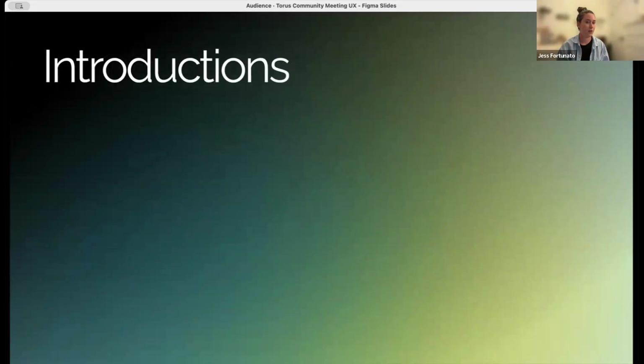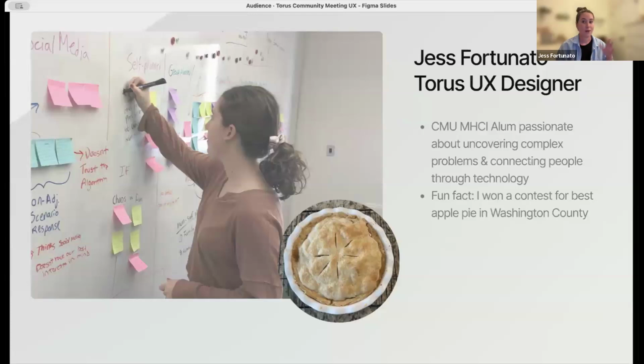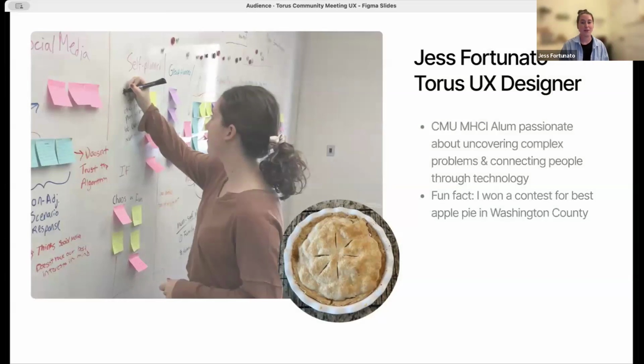Awesome. So let's start with an introduction. Hi, I'm Jess Fortunato, and I'm the Torus UX designer at Carnegie Mellon Simon Initiative. I'm actually an alum of Carnegie Mellon. I think a year ago now, I graduated with my master's in human-computer interaction. I'm very passionate about uncovering complex problems, and there are a lot of complex problems at Torus, and connecting people through technology. So what better way to do that than through education and online collaboration.